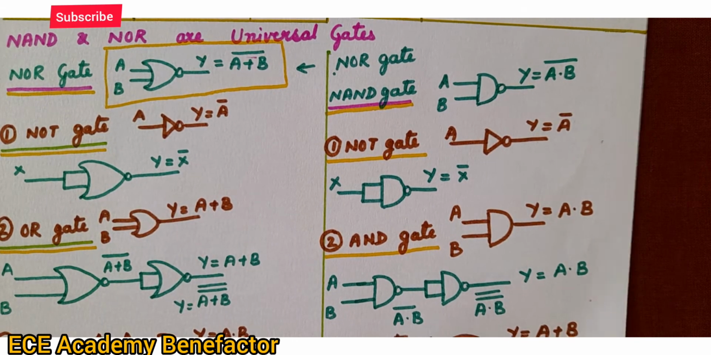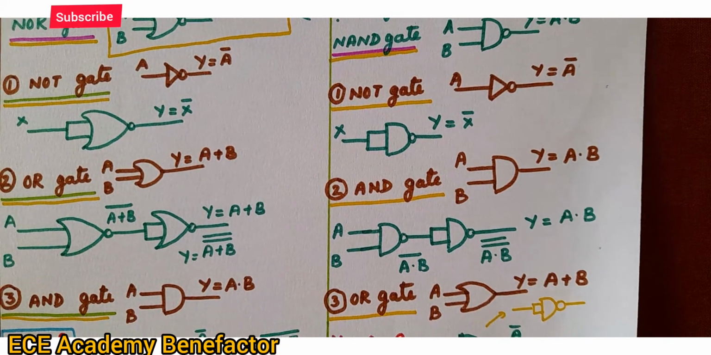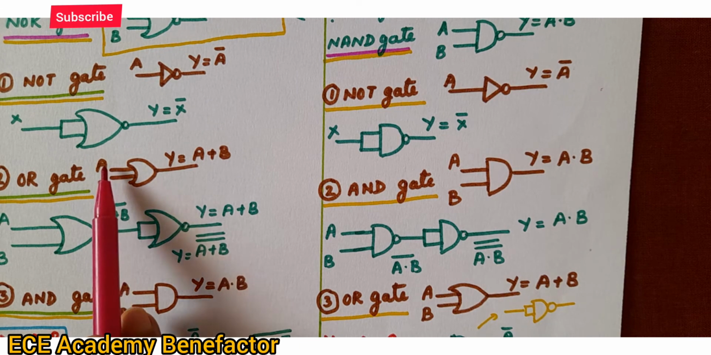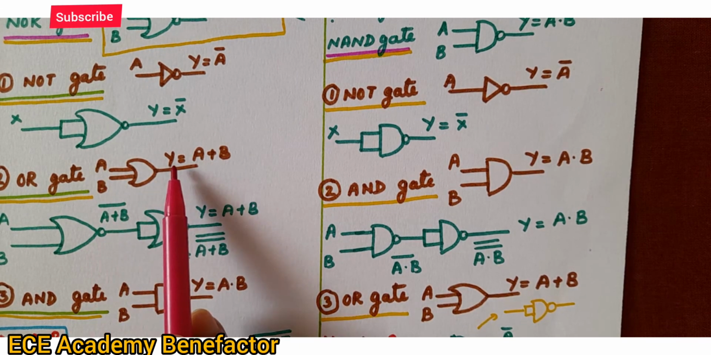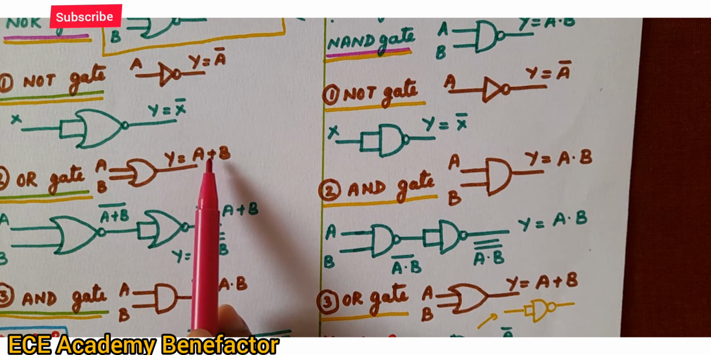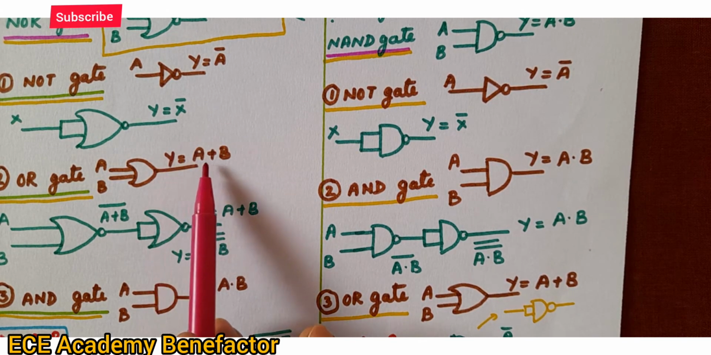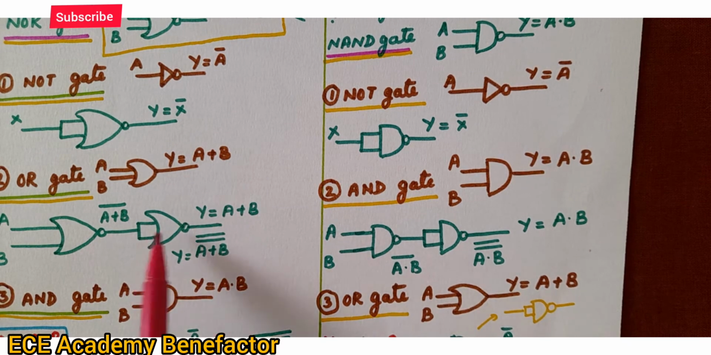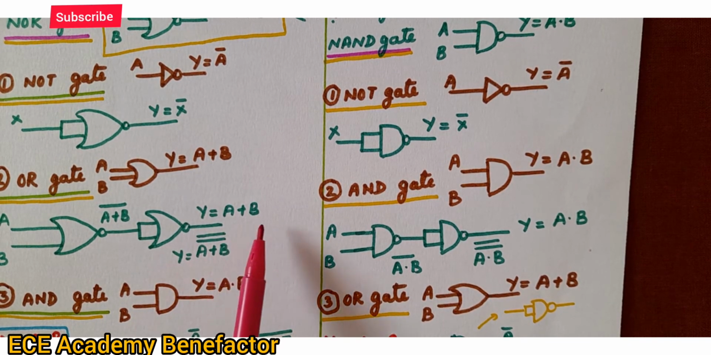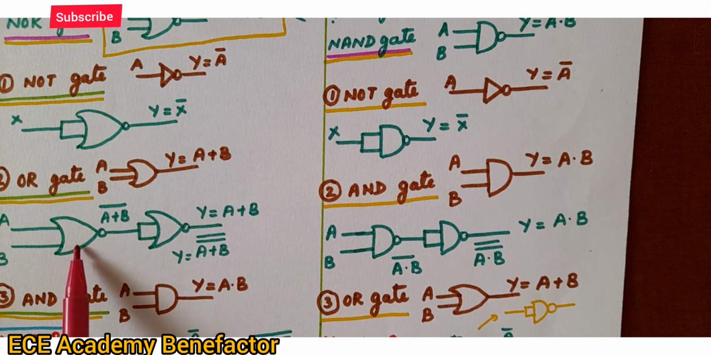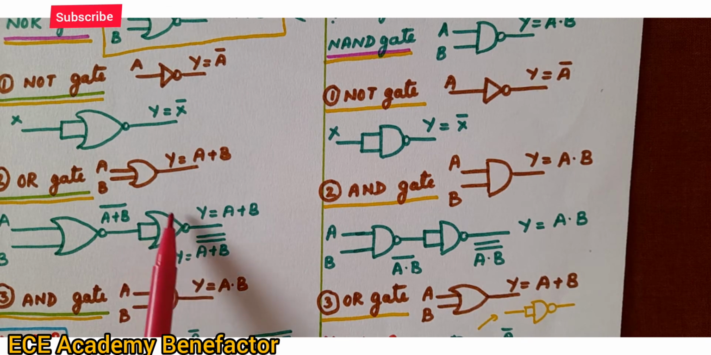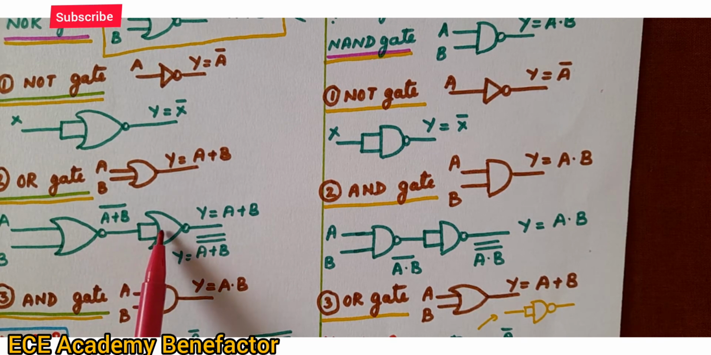Okay. Next, how can the NOR gate be used as an OR gate? This is the OR gate symbol. The inputs here are A and B. The output is Y is equal to A plus B. So we need this expression Y is equal to A plus B using a NOR gate. So what we can do is, if we put a NOT gate after the NOR gate, we can get A plus B. So this is a NOR gate, and when both the inputs of a NOR gate are connected, it becomes a NOT gate. So a NOR gate followed by a NOT gate.